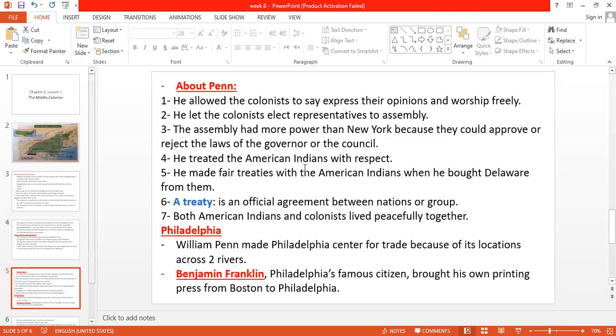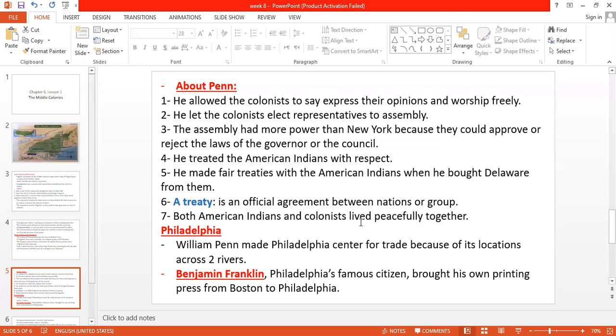Okay? He treated also the American Indians who were living in Pennsylvania. You know that before the English people arrived in America, who lived in America? The American Indians. So the American Indians who lived in Pennsylvania before the English came, he treated them with mercy and with respect. Okay, and he made fair treaties, like deals, with the American Indians when he bought Delaware from them. So what is the meaning of treaty? Treaty means an official agreement. It's like a deal, but an official deal between nations. And both American Indians and the English colonists lived together peacefully.